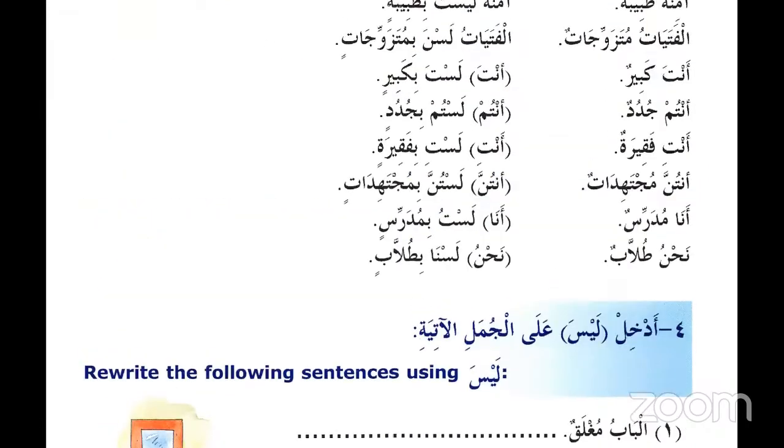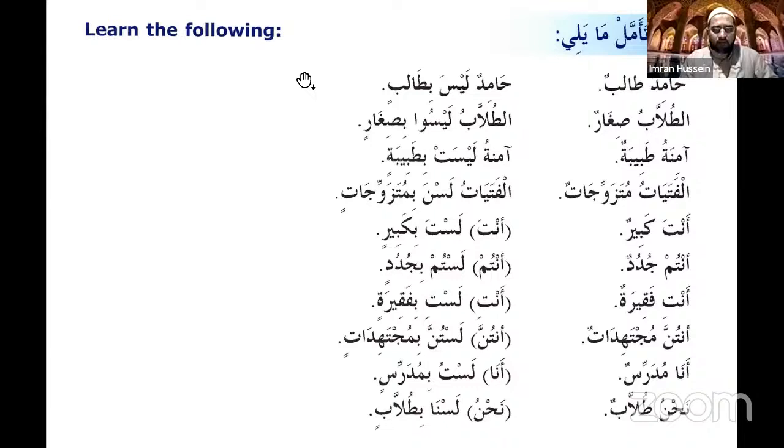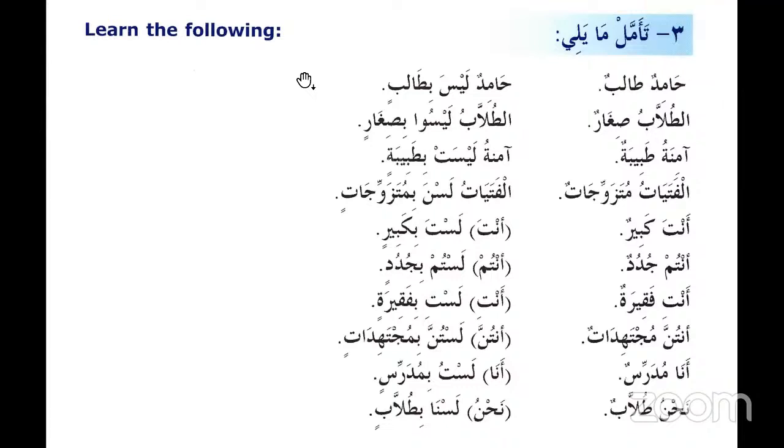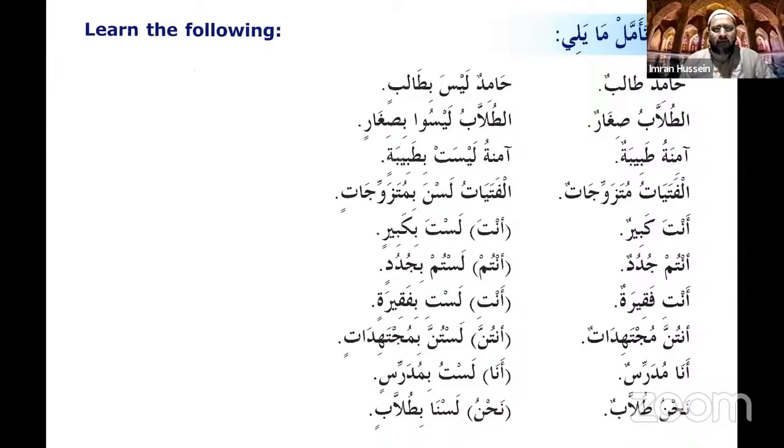So what I'm telling here: Hamidun talibun, Hamidun laysa bi talibin. Explain what's happening. So Hamid is ismu laysa, and laysa bi talibin is the jumla fi'liya. No, bihamidin, what's the jumla? Laysa bi talibin is the jumla, it's a khabar for Hamid.